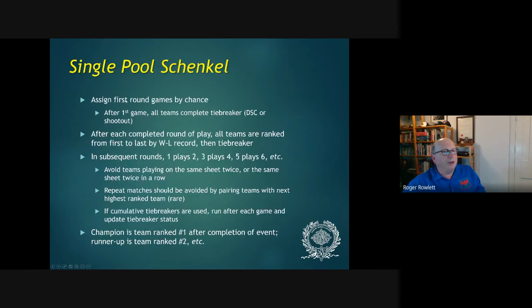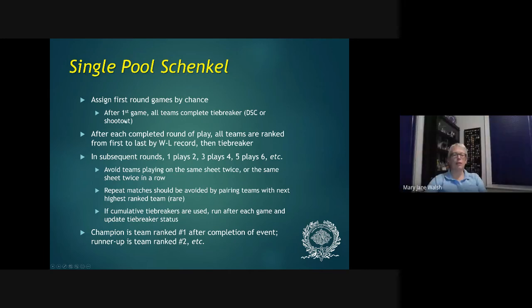All right, so you can assign your first round of games just by chance. We often have participants draw cards, and we just put a pack of cards with numbers corresponding to each sheet. And you have teams come in and pull a card, and that's the sheet they play on for their first game. And they'll match up against whoever pulls that same number card.